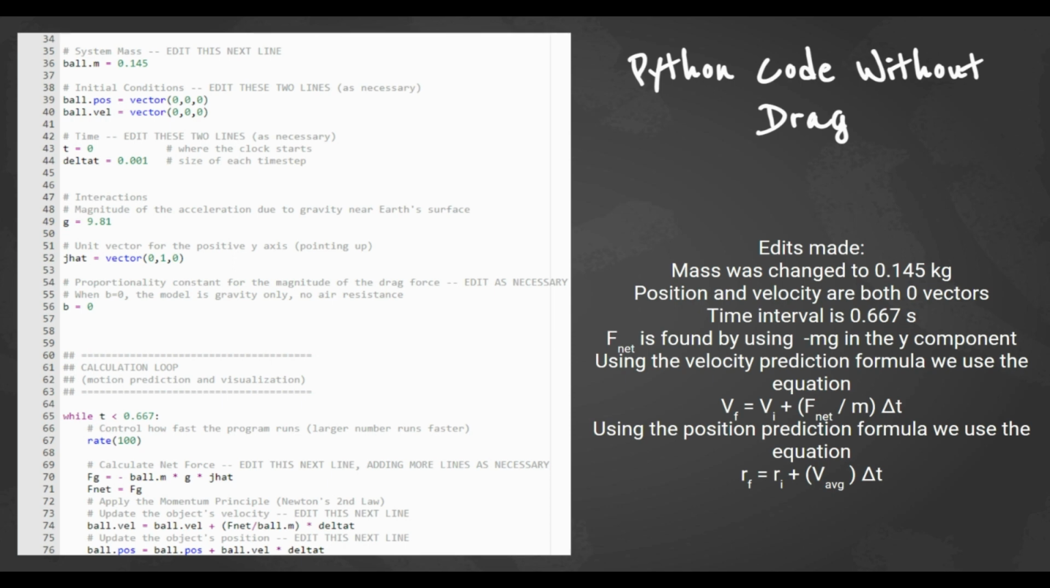And then for our prediction formulas, it's pretty much exactly what we did in the last lab. The final velocity is equal to the initial velocity plus F net divided by the mass times delta t, which is exactly what we have in our code, just written in Python syntax. And then the position update is the same as what I just explained for the velocity prediction.